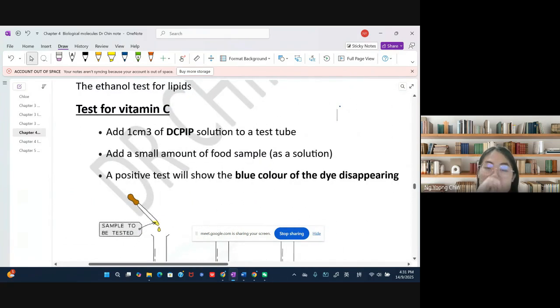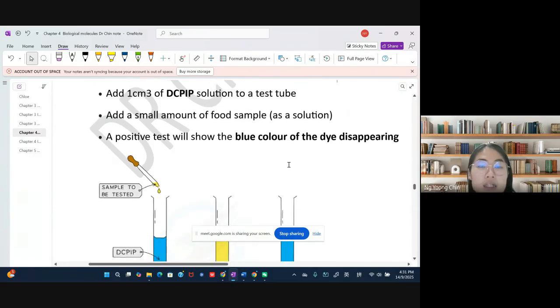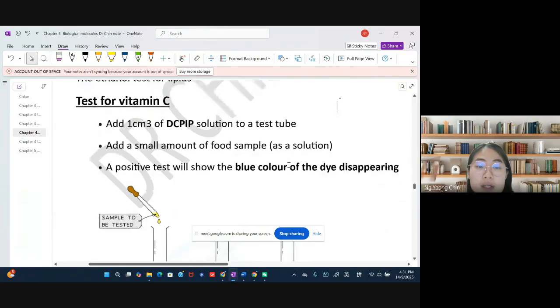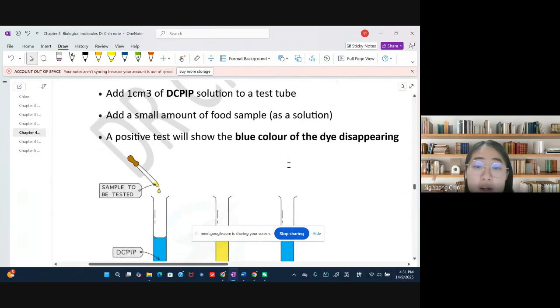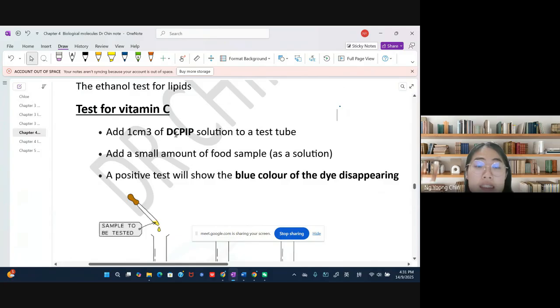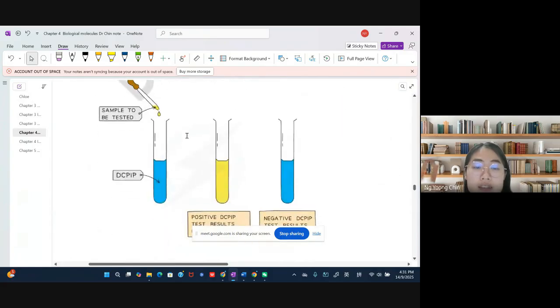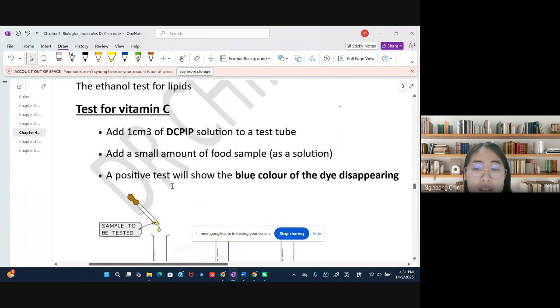And then I will talk about vitamin C. How are we able to detect the concentration of vitamin C inside the food? Every food has a different concentration of vitamin C, so you use this DCPIP solution. DCPIP solution is initially blue in color also.